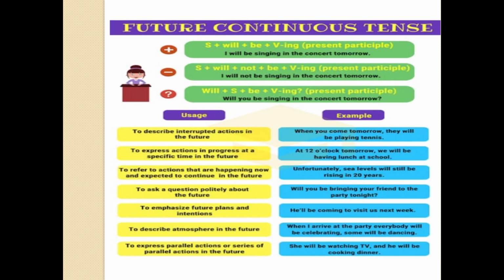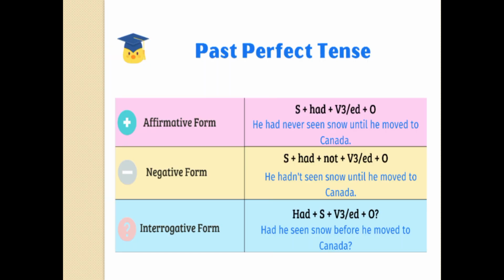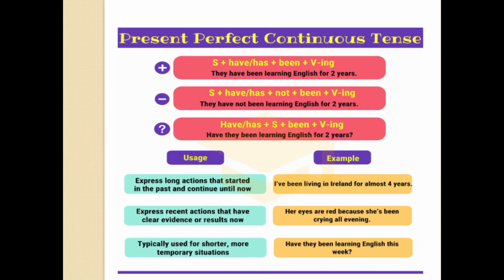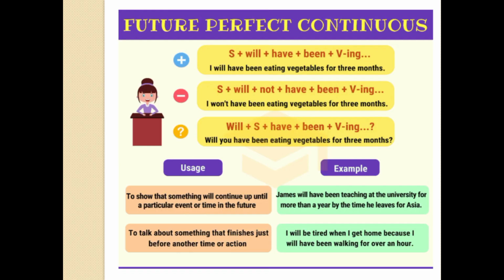You can see here negative sentences and interrogative sentences patterns are also given. Examples are given here and the usage is also given here. You should go through all these examples. The next tenses are present perfect tense, past perfect tense, future perfect tense, present perfect continuous tense, past perfect continuous tense and future perfect continuous tense is the last branch you need to prepare for your checkpoints.